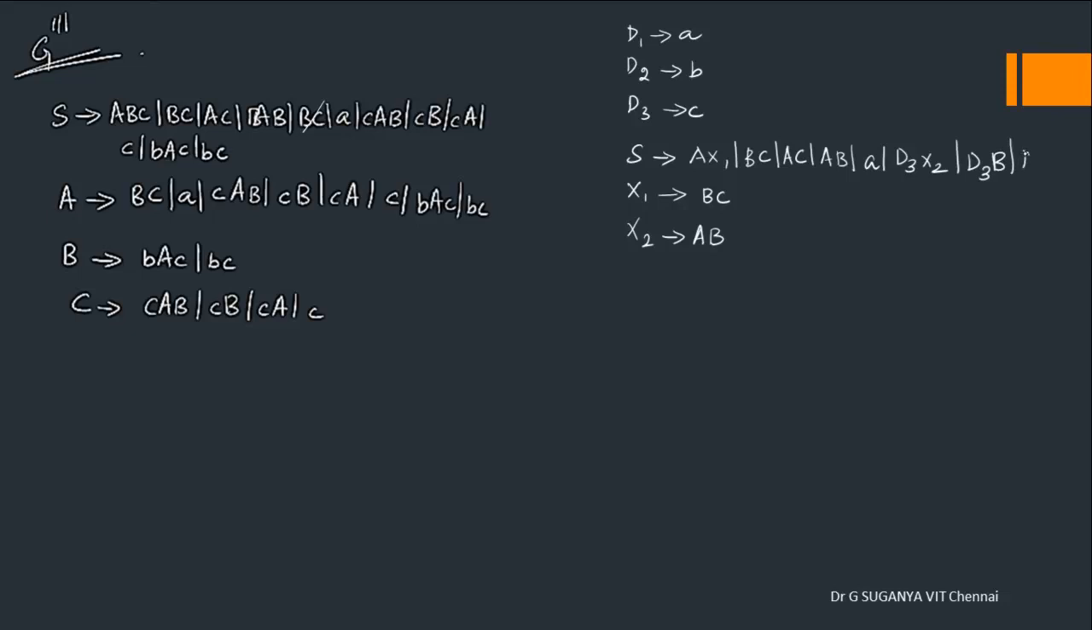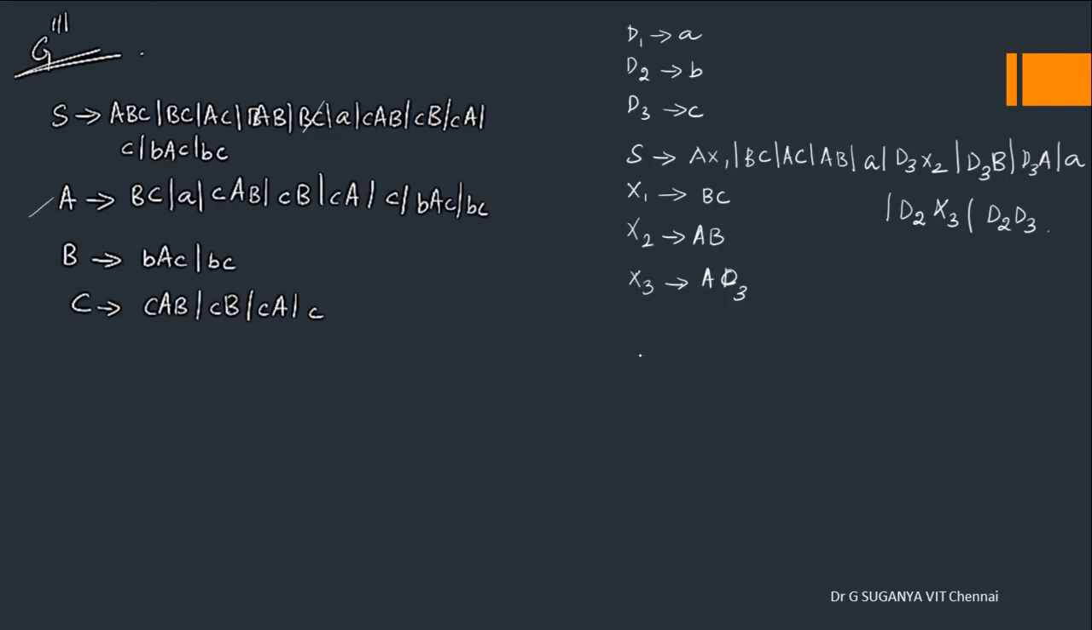Then in the same way D3A. And the next thing is A followed by BAC. So BAC means you will have D2 replaced by B, and you will have X3, defining A capital D3. Okay, so here it will be X3. Then at last you have BC, which gets replaced by D2, D3. Okay, this is for S.